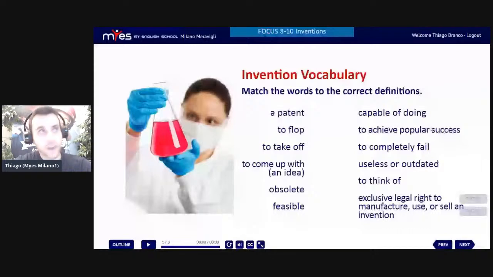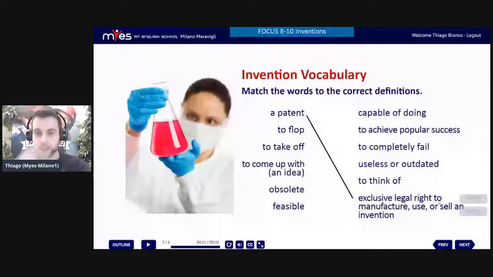So the first one, for the Italians in the group, this will be an interesting one, because a patent in English is not the document you need to drive. A patent is something that you need to protect your intellectual property. So if I invent something, it is good to file a patent so that no one can copy that idea. Basically, a patent is the exclusive legal right to manufacture, use, or sell an invention.